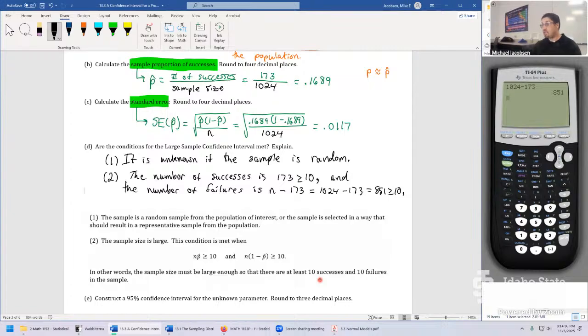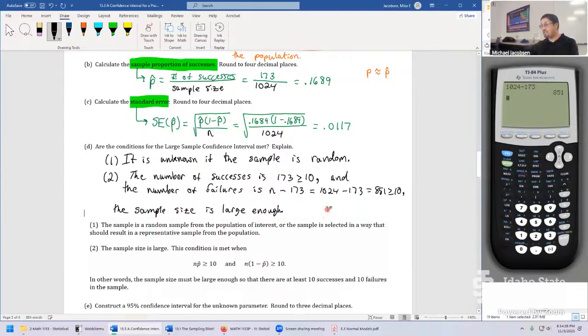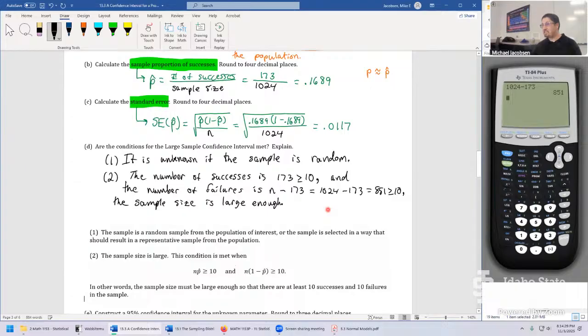So we can say here, the sample size is large enough. So the overall question two: are the conditions met or not? We don't know because we don't know if the sample is random. And so we can say overall, the conditions are met if the sample is random.